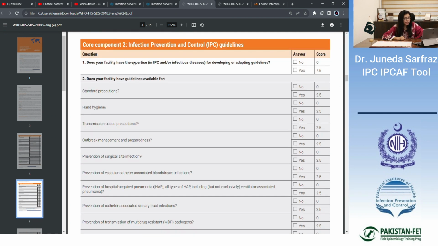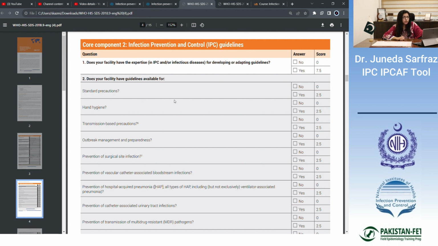Coming to the second component. The second component is infection prevention and control guidelines. Some of the questions have subdivisions. The first one is, does your facility have the expertise in IPC for developing or adapting the guidelines? The score is 7.5. Does your facility have guidelines available for all these details? If you have everything, then you score 2.5. If you don't, then you might score 0 as well. It depends on what you have.